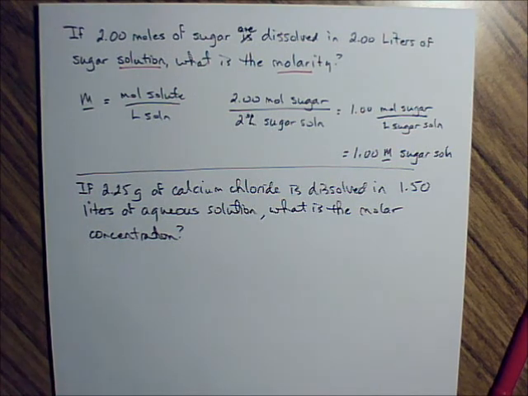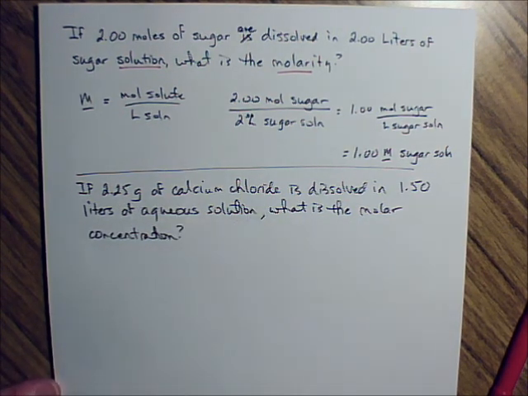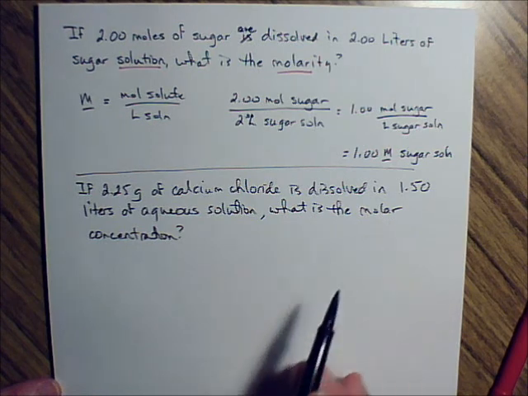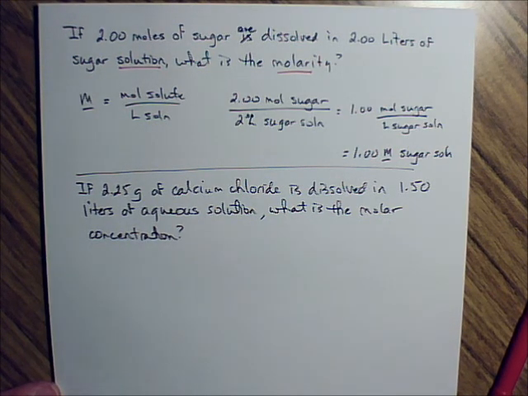Okay, here's a new question. If 2.25 grams of calcium chloride is dissolved in 1.50 liters of aqueous solution, what is the molar concentration? Remember when I was writing out the concentration units a moment ago, molar concentration means molarity.